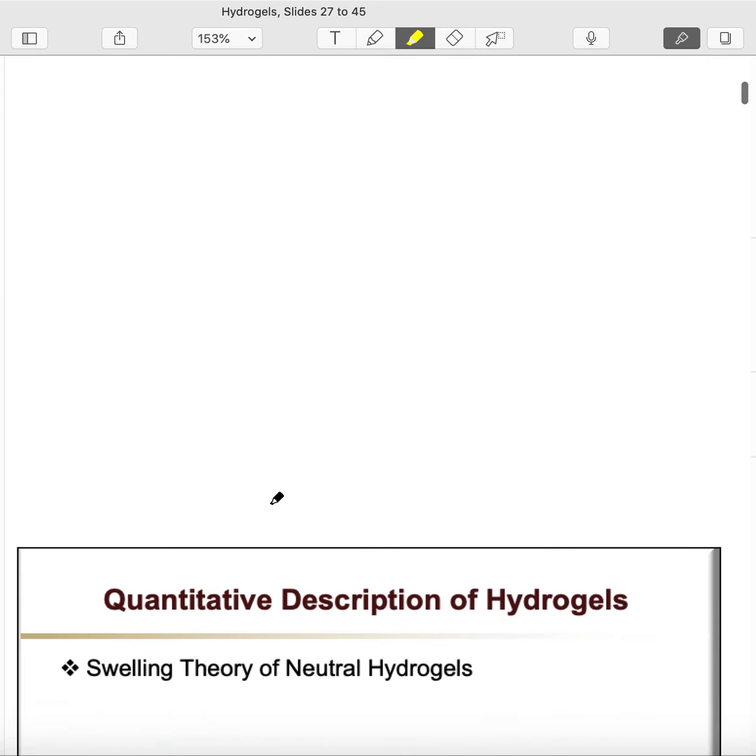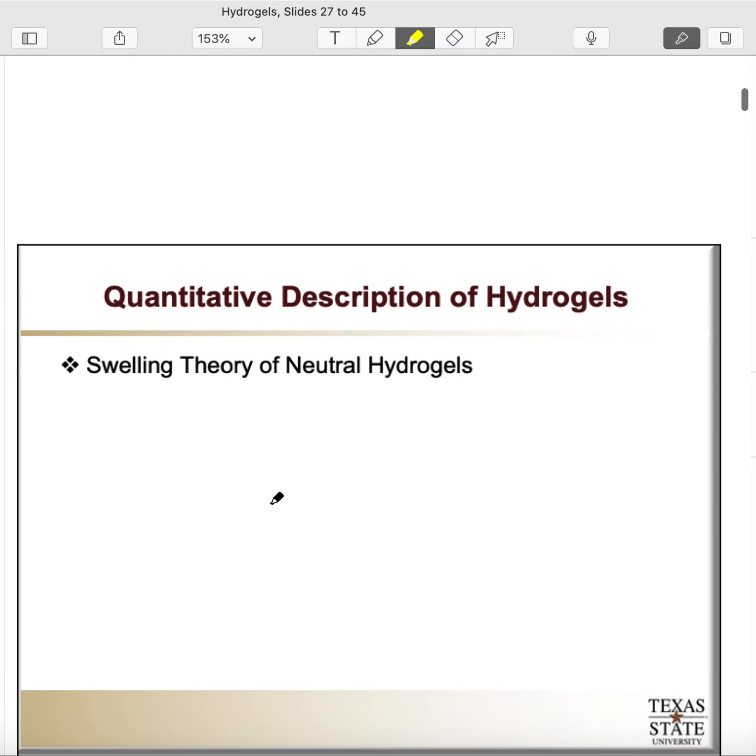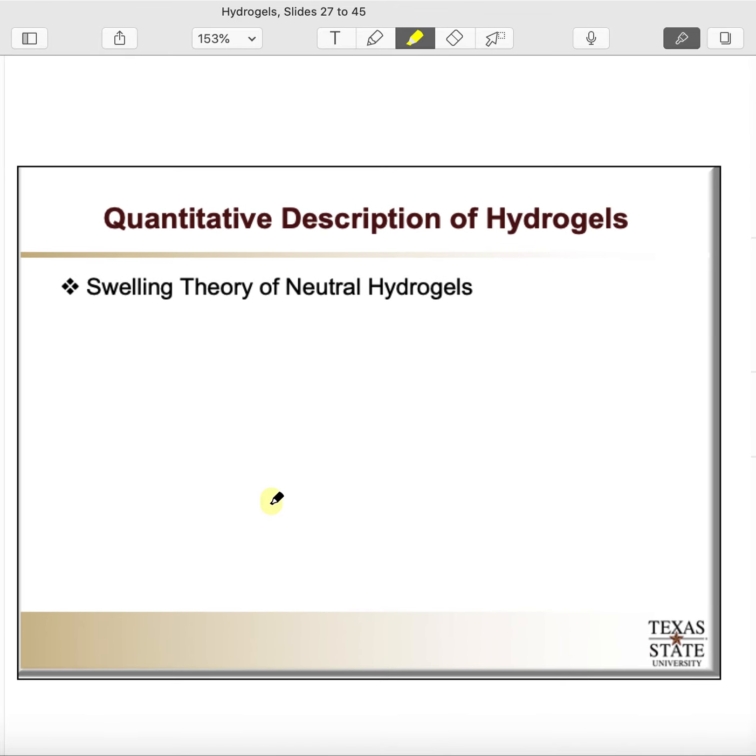All right, in the next few slides, we're going to be looking at the quantitative description of hydrogels. We're going to start talking about how we look at the ability of these hydrogels to swell. And then based on that theory, we're going to look at the equations that have been derived in order to calculate the molecular weight between crosslinks, from which we can obtain the mesh size of the hydrogel. So let's get started.